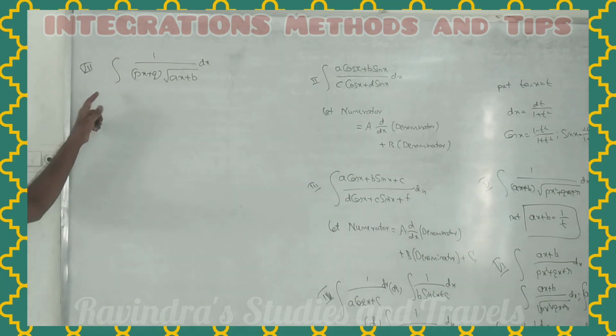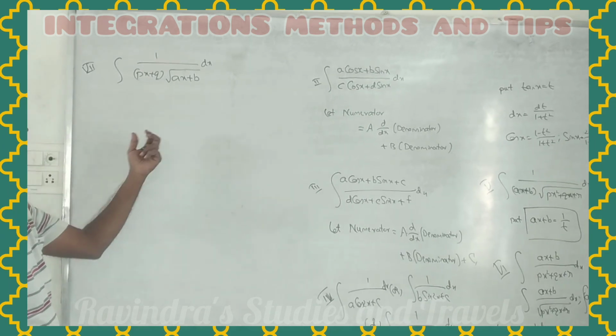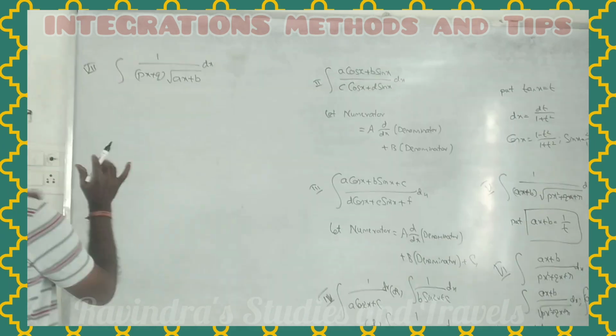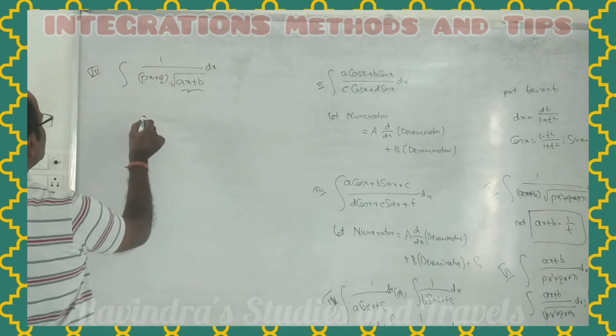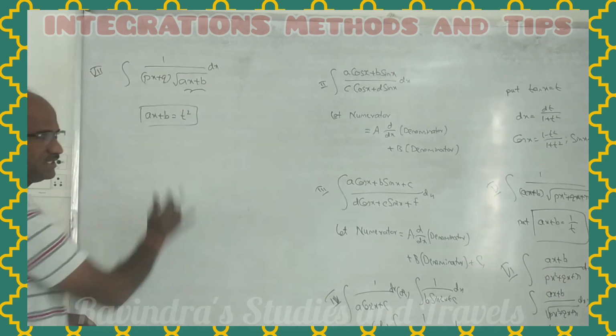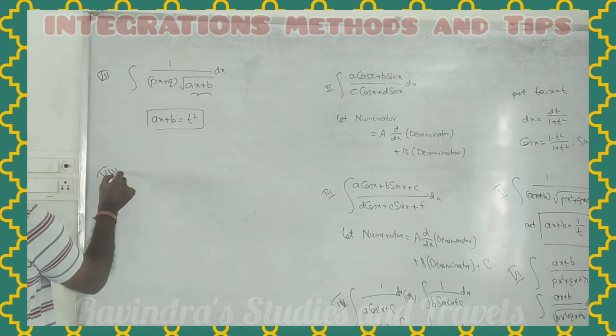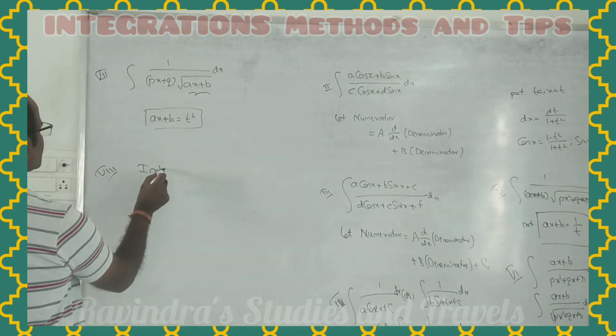Now see the next one, the seventh model: integral 1 by px plus q into root of ax plus b. When you see a sum of this type, the main point is the expression under root. You take ax plus b equal to t square and proceed by differentiating. Next, the eighth model is called integration by parts.